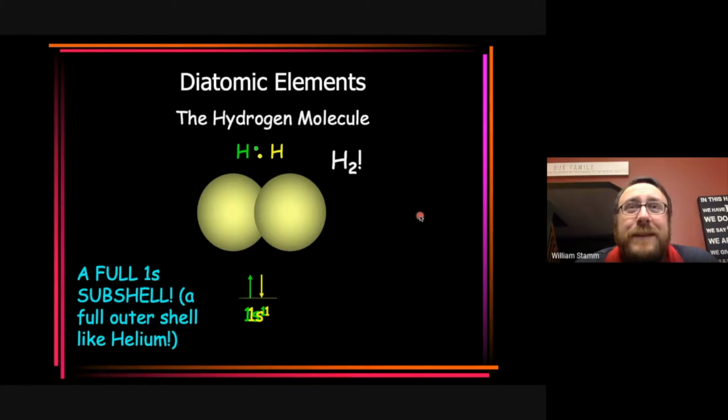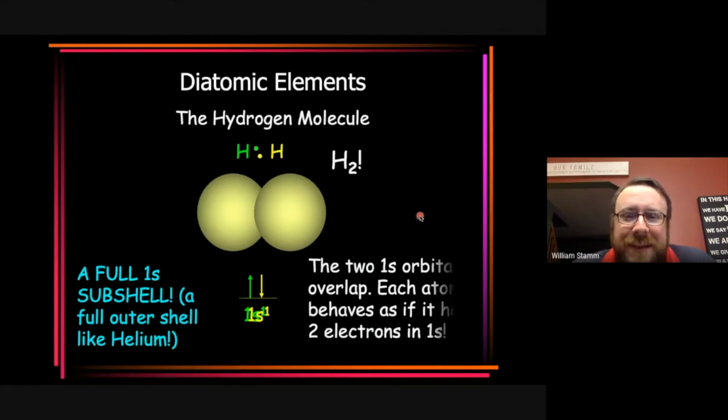It basically is mimicking the outer shell of a helium atom, which is a noble gas, because they all want to be like a noble gas. These two 1s orbitals actually overlap together, and that's what the actual bond is. So each atom, since they're sharing the other electron from the other H atom, acts like it has 2 electrons in it, because they're sharing. Both of them are equally sharing. This H is sharing the yellow one. This H is sharing the green one.